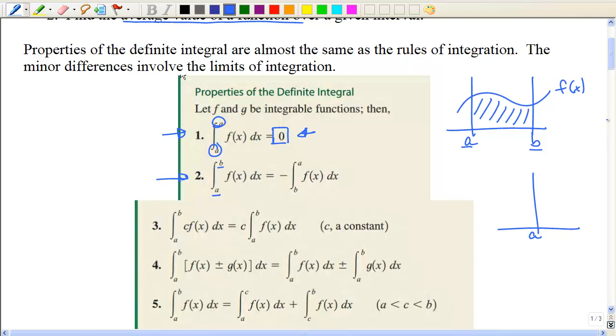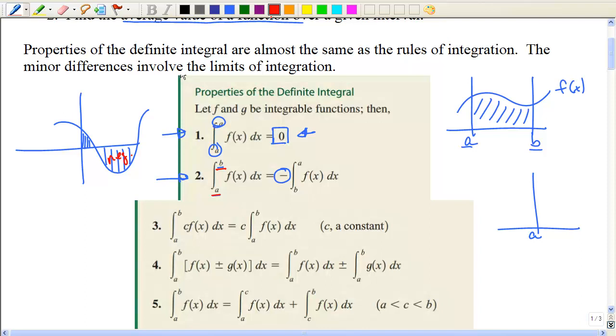Also, if you reverse the limits of integration, you would negate the area. We talked about last time how if the function falls underneath the graph, we would call the area above positive and the area below, that would be considered negative area. So if we reverse those limits of integration, it reverses the subtraction, you have an opposite sign.